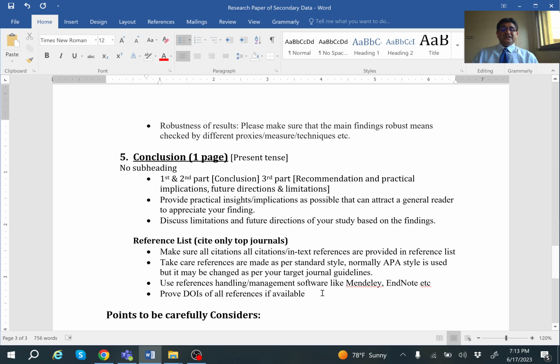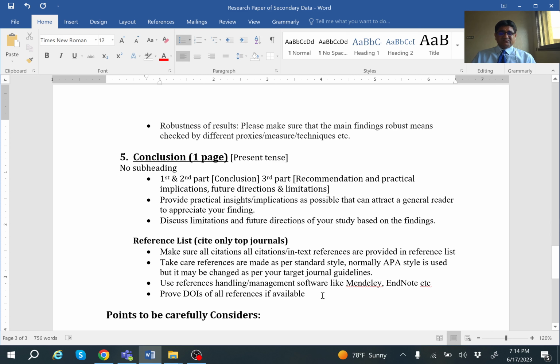Here you need to take care that the journal name, author name, topic, volume number, issue number, and page number of the papers are properly written in the references. And also provide the DOIs of references. As you see, in different research papers, at the end there is a blue link, and if we click on that link, it takes us to the paper site. That is called a DOI.